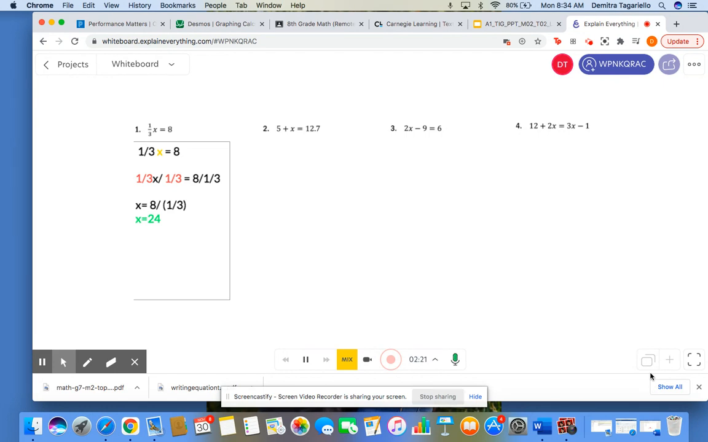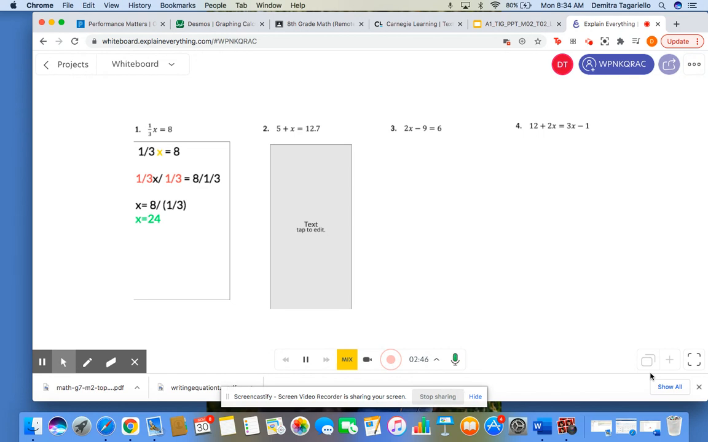All right, let's move on to number 2. So for number 2 here, I'm noticing that I have 5 plus x equals 12.7. So this is more of a two-step problem, okay? So I'm going to go back to insert my text box right here, and then I'm going to think about how I can get x alone, because that is the variable that I'm working with.